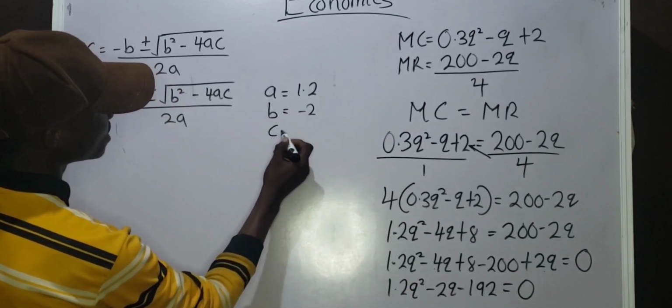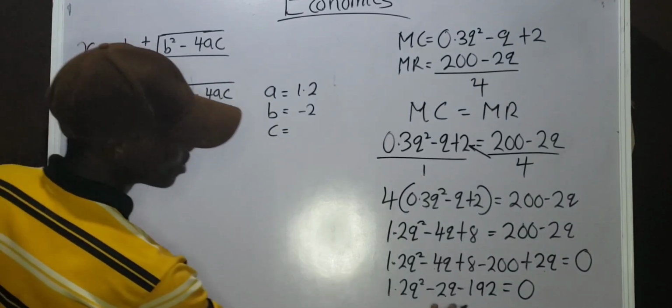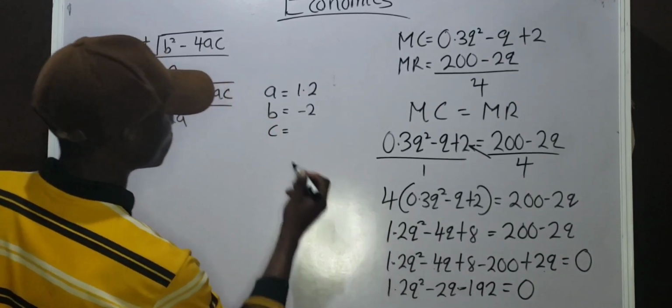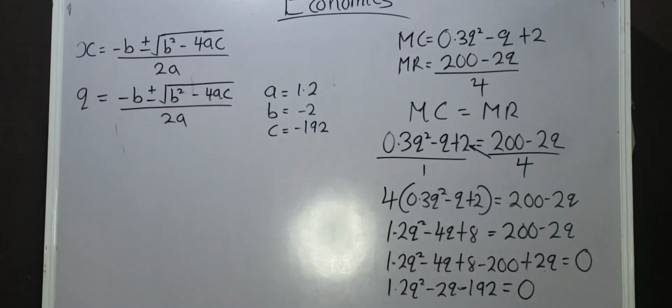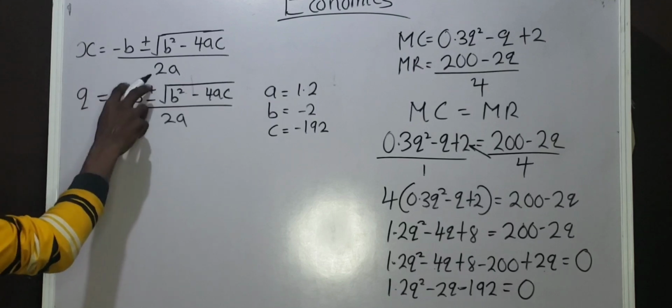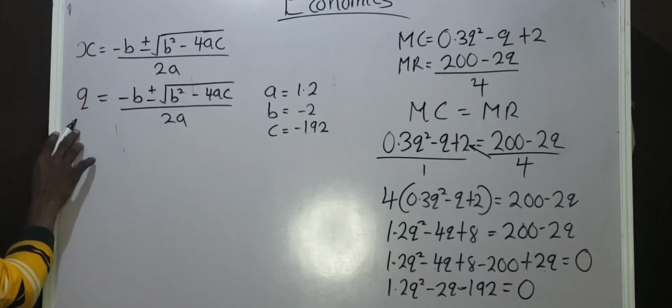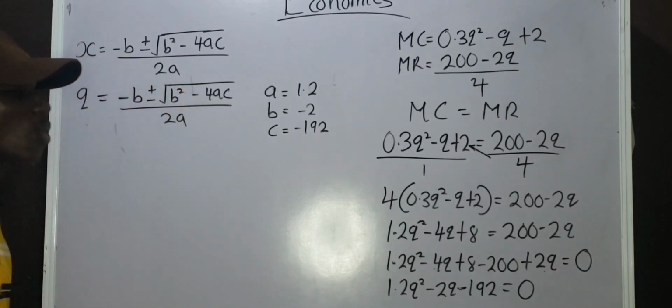Okay? And c is the constant. And the constant in this equation is what? Negative 192. Do you understand how I got this? If you didn't understand, reverse the video and watch it again. The general formula of quadratic equation is this. But I'm not looking for x. I'm looking for q. So I represent x as q. Based on what I have here, the coefficient of q squared is my a, b is the coefficient of q, and the constant term is c.